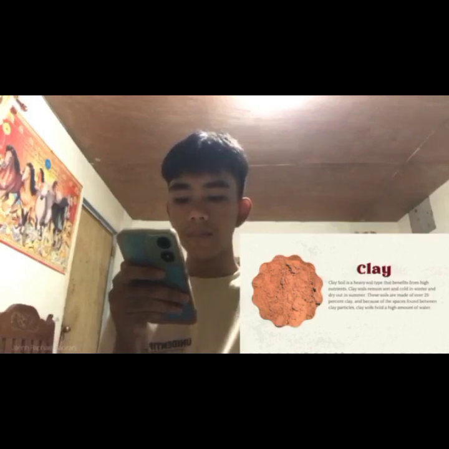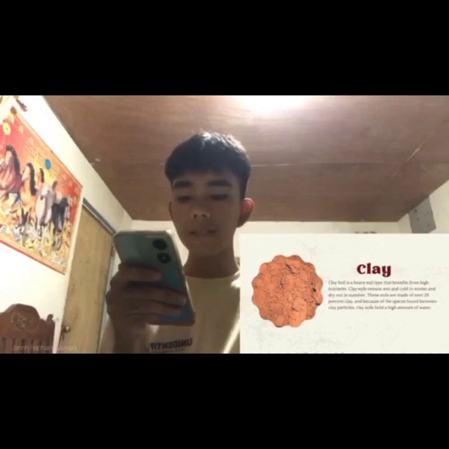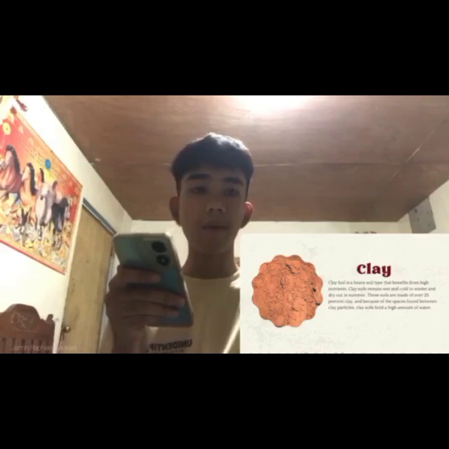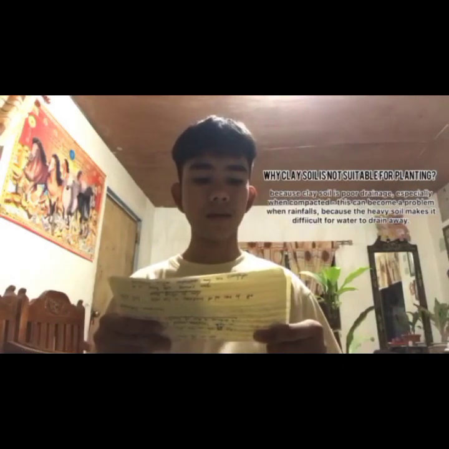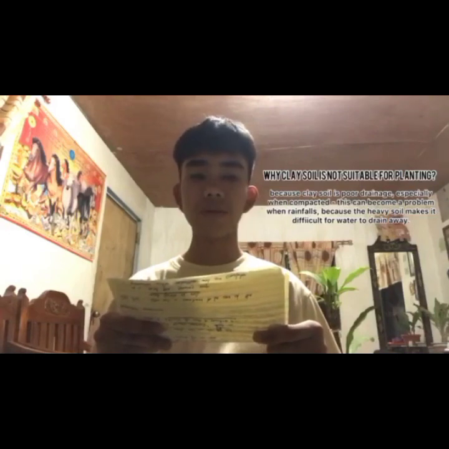These soils are made of over 25% clay, and because of the spaces found between clay particles, clay soils hold a high amount of water. So why is clay soil not suitable for planting? Because clay soil has poor drainage, especially when compacted. This can become a problem when rain falls because the heavy soil makes it difficult for water to drain away.